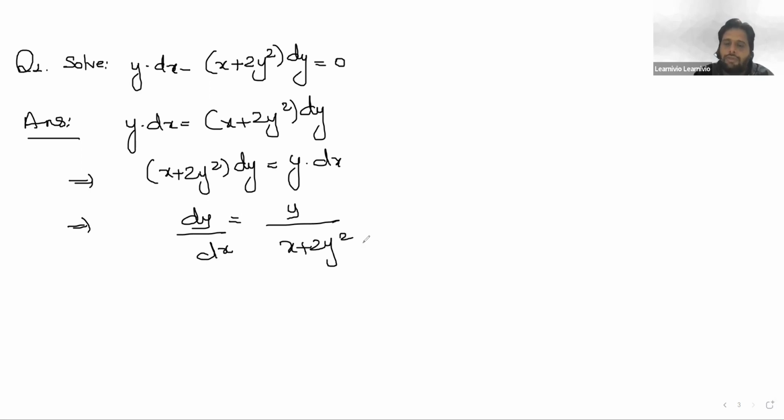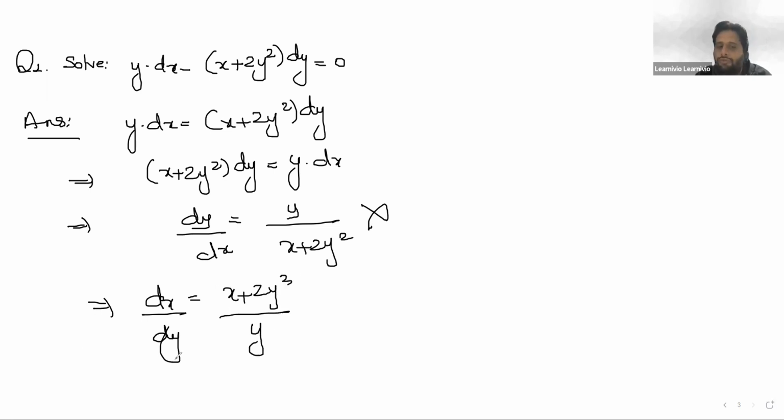See here, now we are stuck. We can't solve this by type 1. So what will you do? You will change this into dx by dy. So this becomes x plus 2y square by y. Now shift this to the left side, rearrange it and change this into standard form. Now tell me the value of r and s here first before solving this question.